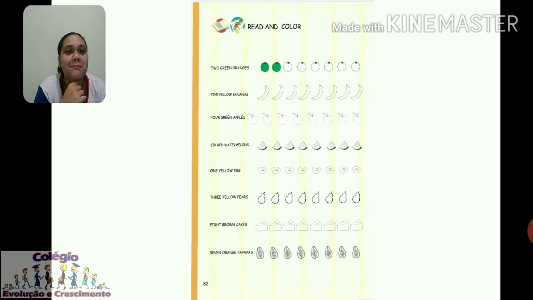Four green apples. You need to color four green apples. Six red watermelons. So, six, you need to color six.